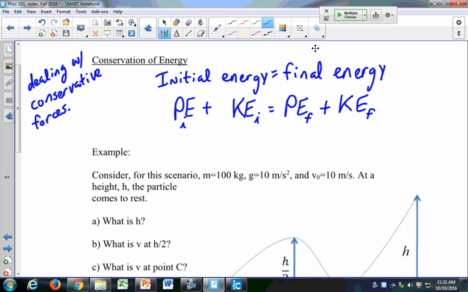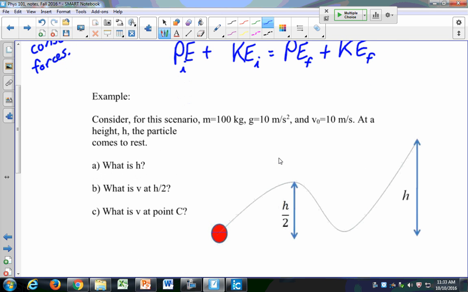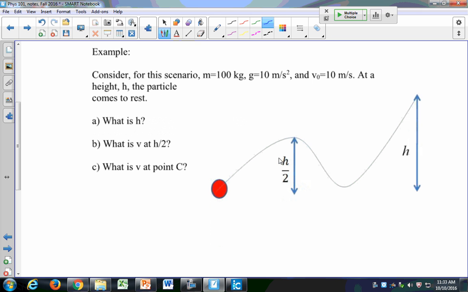So let's do an example. We'll wrap up soon. But let's say, listen, you're going to have an exam problem almost identical to this. Same scenario anyway. Different numbers, of course, but a very similar thing. I have this object. It has a mass of 100 kilograms. Acceleration due to gravity is 10. And its initial speed, right here, is equal to 10 meters per second.